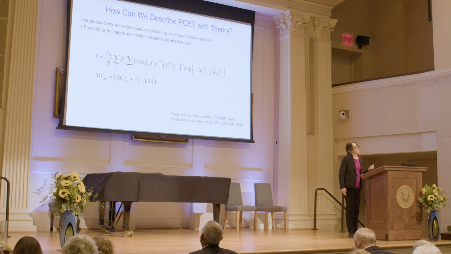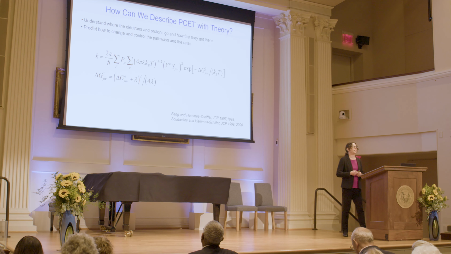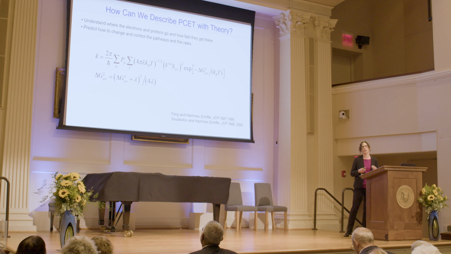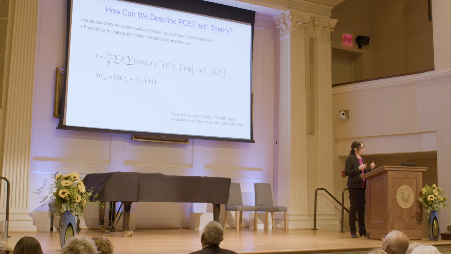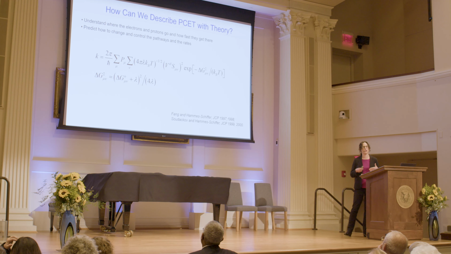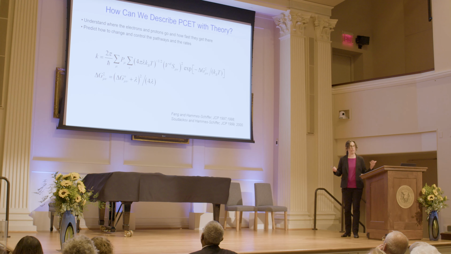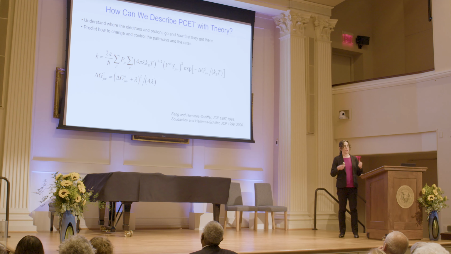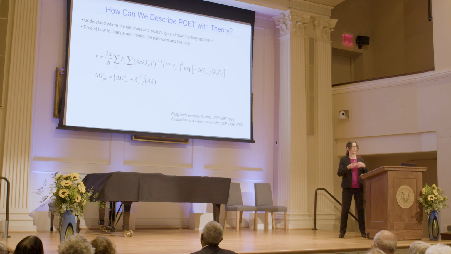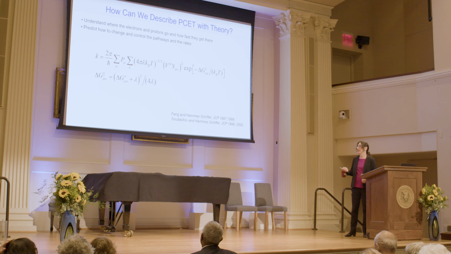So what my group does is we develop theories to be able to describe PCET. Our goal is to understand where the electrons and protons are going and how fast they get there. And we really want to be able to predict how to change and control the pathways and the rates of these PCET reactions. So to do this, we needed to derive a lot of mathematical equations and expressions. We're treating the electrons and the protons quantum mechanically to include all those effects of delocalization and tunneling. And then we get expressions, say, for the rate constant. That's what's shown here. I'm not going to go into the detail and explain any of that.